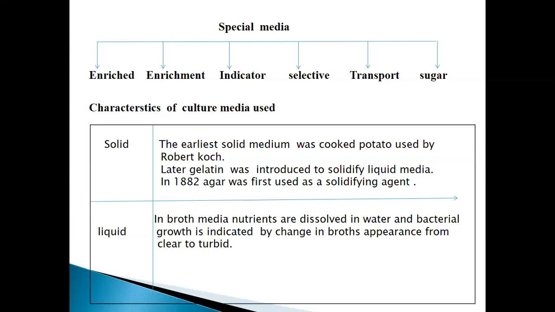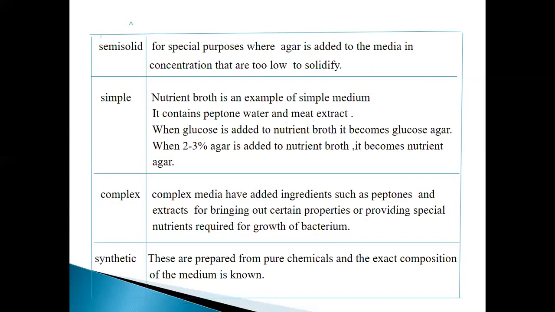Later, gelatin was introduced to solidify the liquid media. Agar was first introduced as a solidifying agent because agar is, you know what agar is, right? Liquid media is broth, you have got water, you have got peptone water. Semi-solid media, then you have got a simple one, which is called a nutrient broth. It just contains peptone water and meat extract. When glucose is added, it is called a glucose broth or a glucose agar. When agar is added, it is called a nutrient agar.